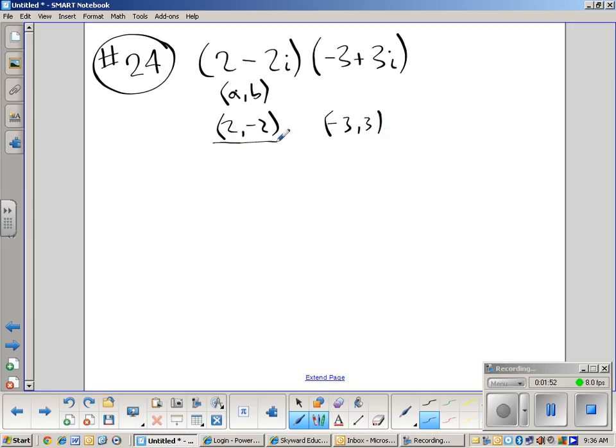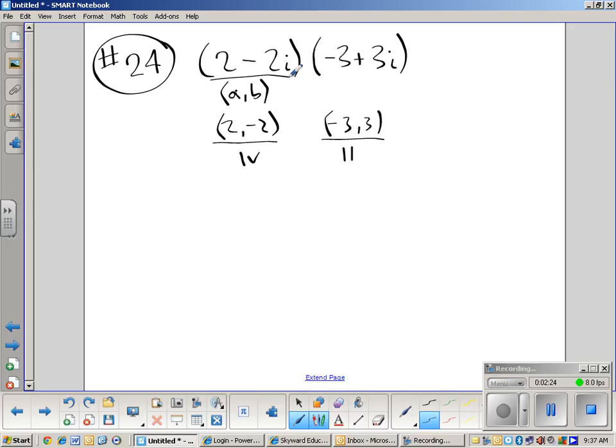What quadrant is this one in? 4. X is positive, y is negative. That's quadrant 4. What quadrant is this one in? 2. Because cosine's negative and sine's positive, so that's quadrant 2. All right, so we have to be aware of that to find our angles. So the first thing we want to do is write these numbers in polar form.